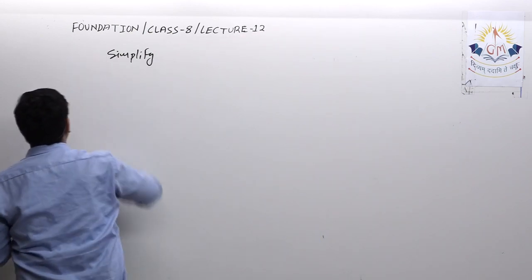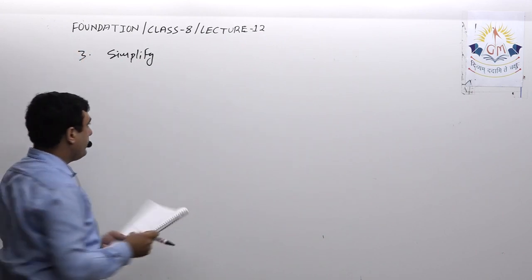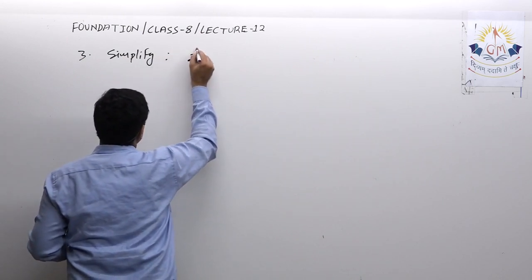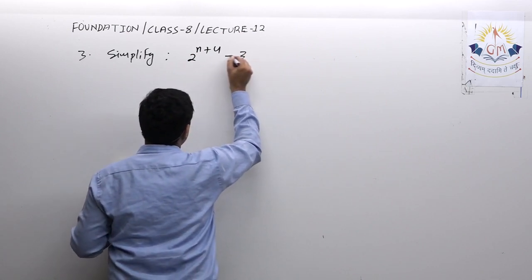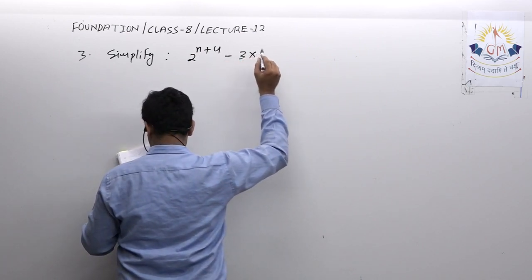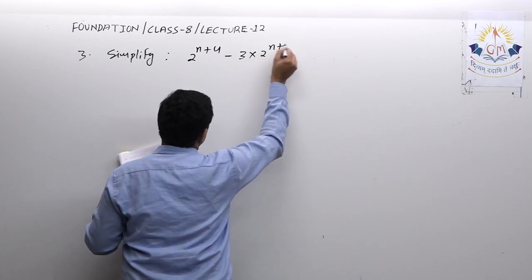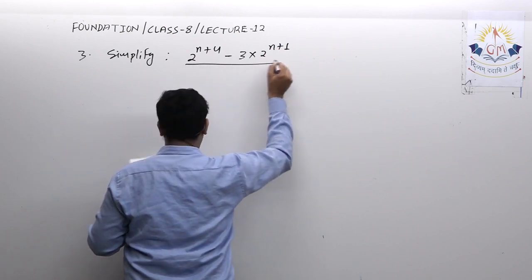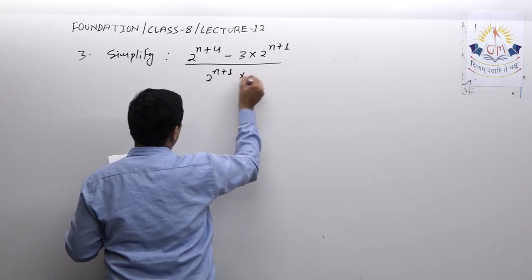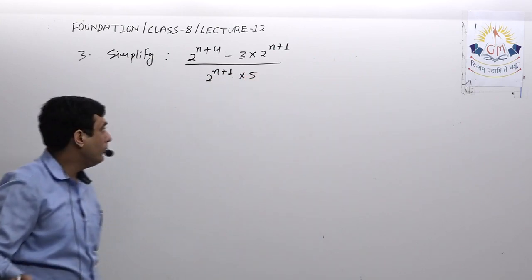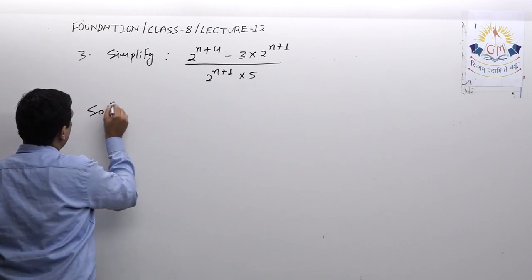Again here you have to simplify. The question is 2 raised to n plus 4, minus 3 multiplied by 2 raised to n plus 1, whole divided by 2 raised to n plus 1 multiplied by 5. It is almost similar to the previous sum. So let us see how to simplify this.